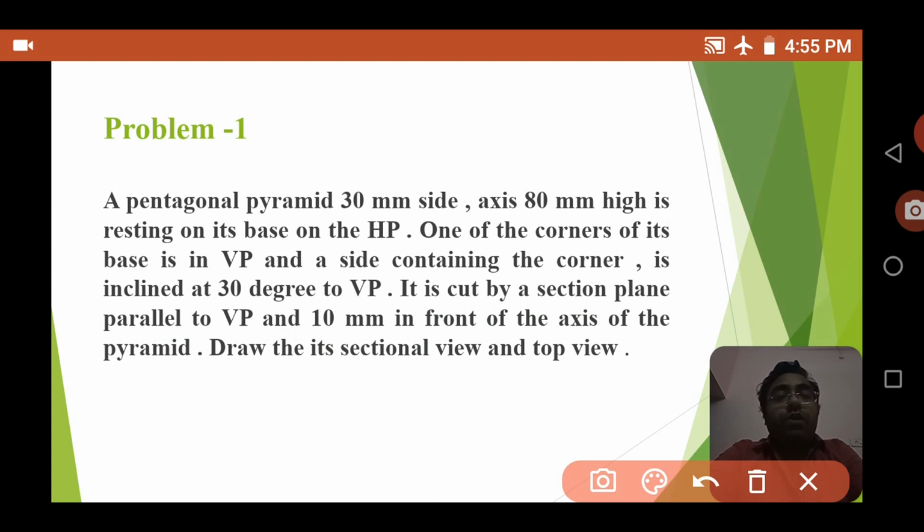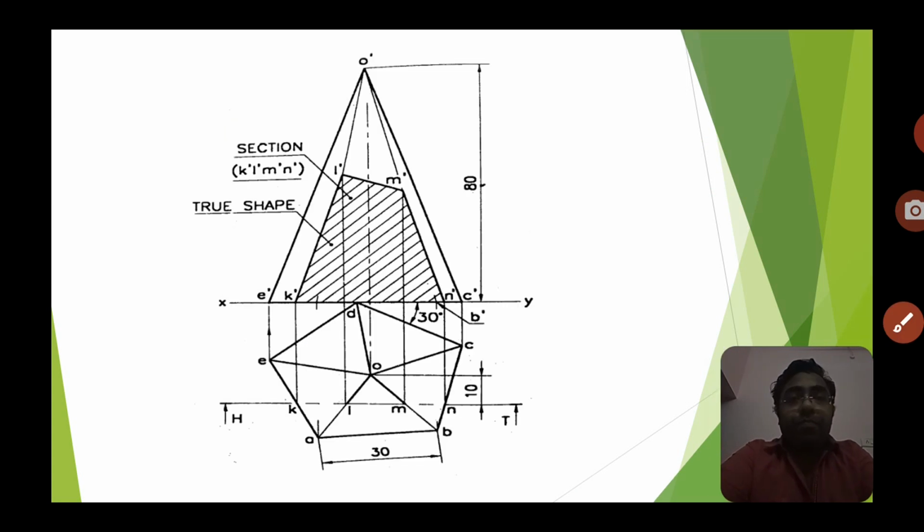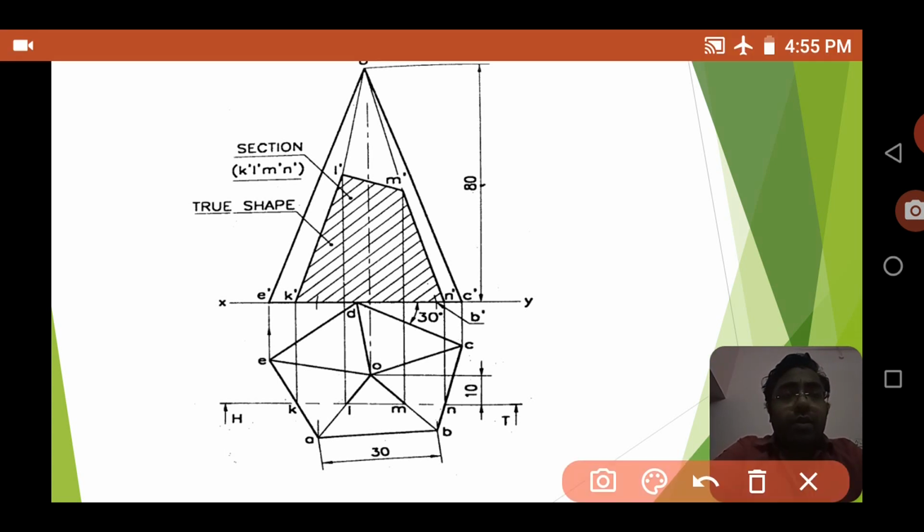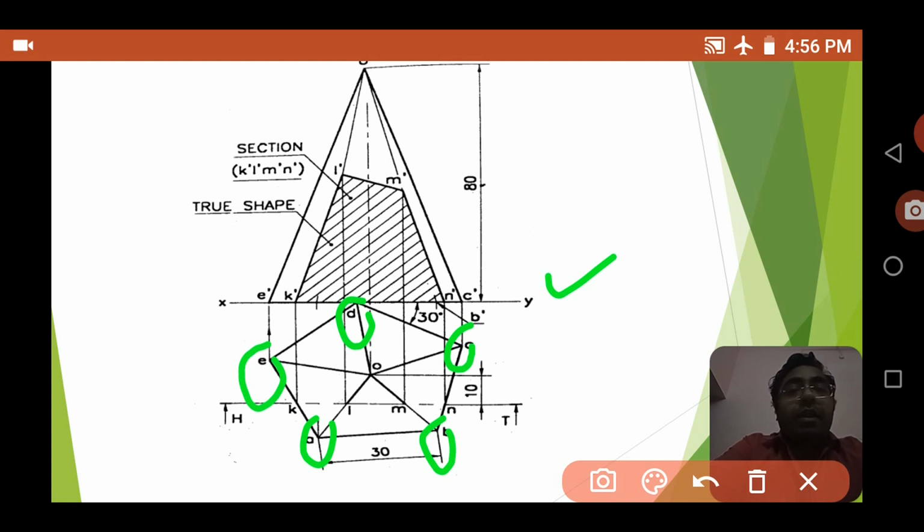So now we are going to look at the problem. So here it is, you can see in this one. So first you have to draw the XY line. Then you can see that there is a pentagonal pyramid. So this is A, B, C, D and E. Okay, you have drawn a pentagonal pyramid and you mark the central point O.